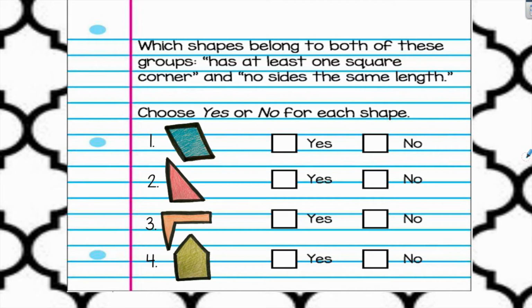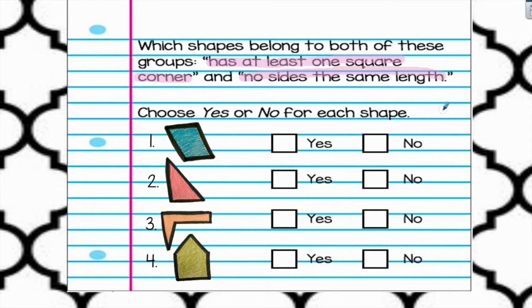Okay guys, here's our first question. These questions are very similar to the ones that you might find in your Ready workbook. Let's get started. Which shapes belong to both of these groups? Has at least 1 square corner and no sides of the same length. So I'm going to highlight these attributes because I have to make sure that these shapes have these attributes or don't have these attributes. It has to have at least 1 square corner in order for it to fit, and it has to have no sides that are the same length.